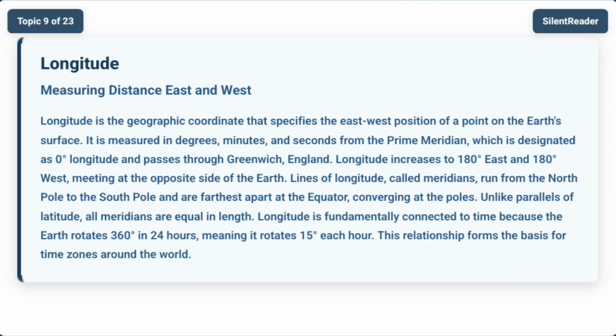Unlike parallels of latitude, all meridians are equal in length. Longitude is fundamentally connected to time because the Earth rotates 360 degrees in 24 hours, meaning it rotates 15 degrees each hour. This relationship forms the basis for time zones around the world.